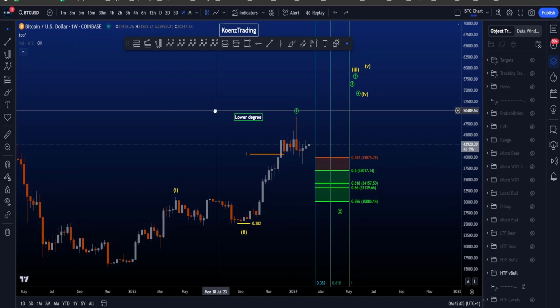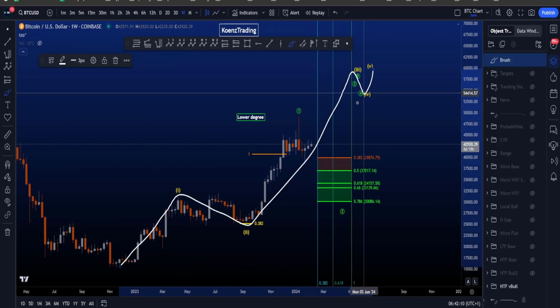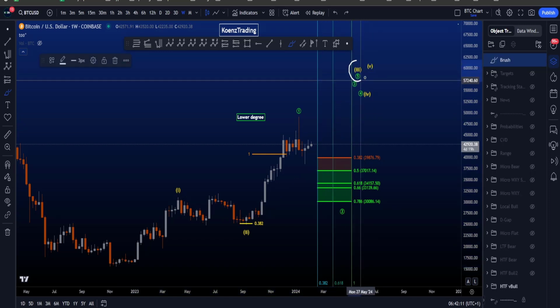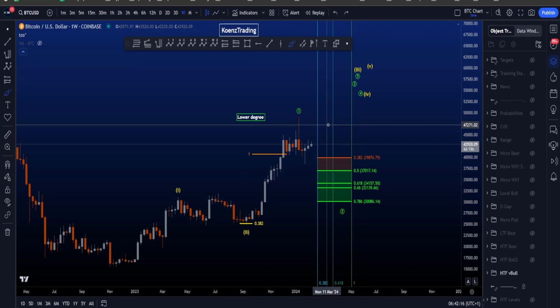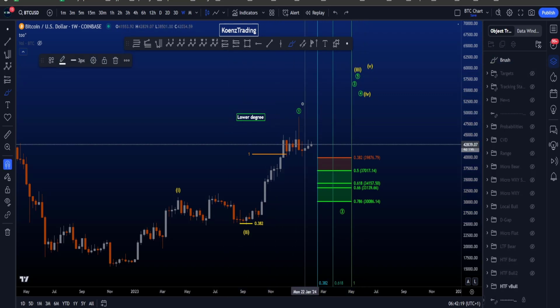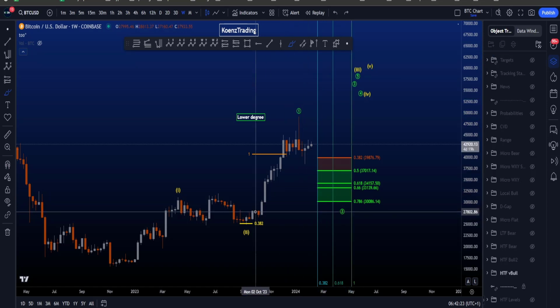Now, something that is important here as well is that the yellow count is the higher degree Elliott Wave count, and then inside the yellow wave 3 we have the green count 1, 2, 3, 4, 5. Preferably with a lower degree count being the green count here. Wave 1 and wave 2 are shorter in price and time.